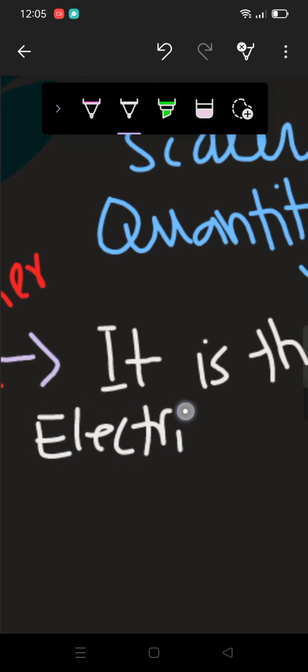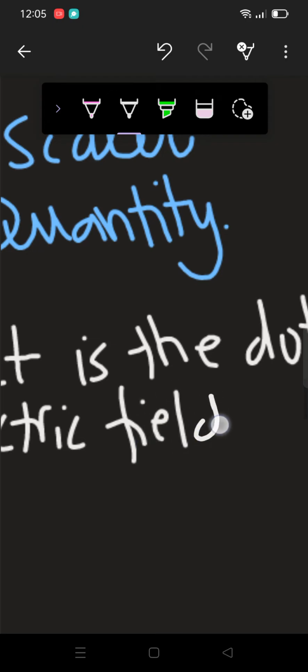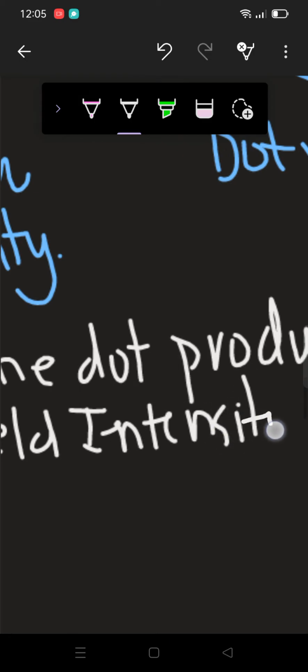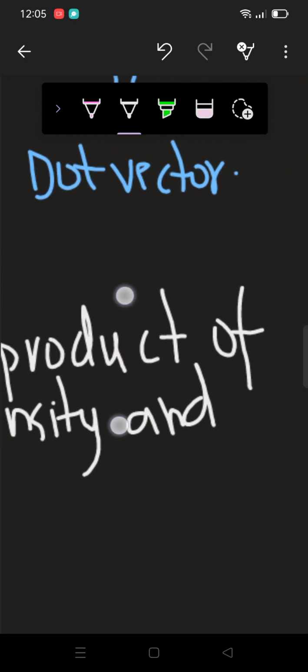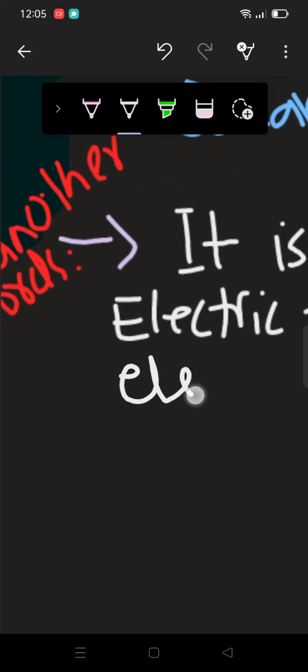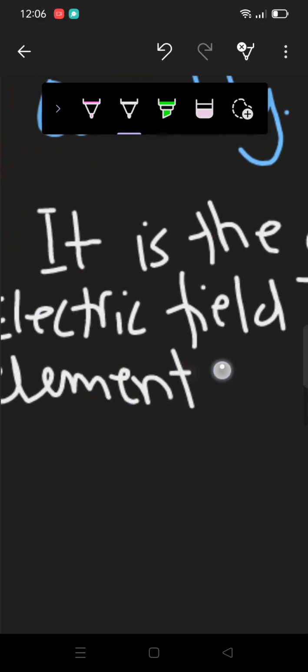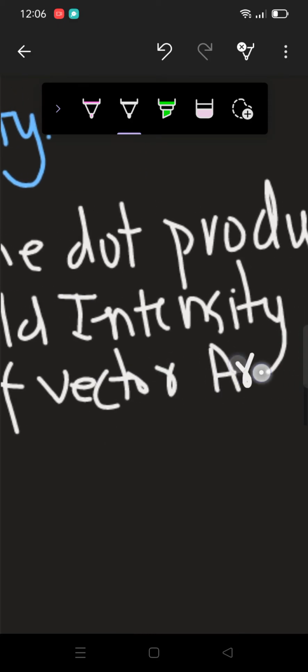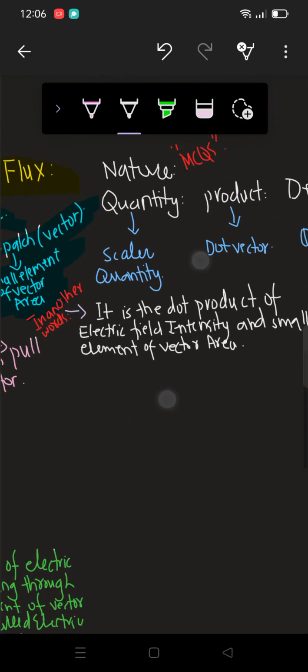electric field intensity and small element of vector area. Alright, we have already discussed that when we put this small element of vector area inside the electric field, the electric lines of force will be passing through the small element of vector area. So that would be known as electric flux.